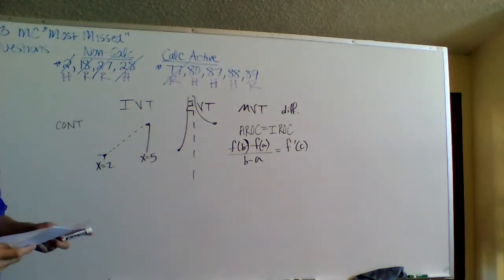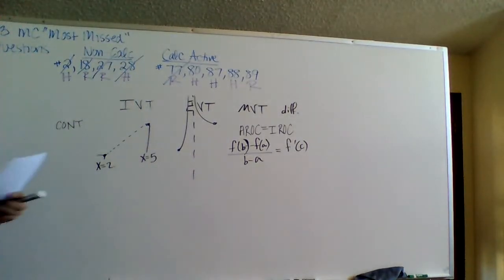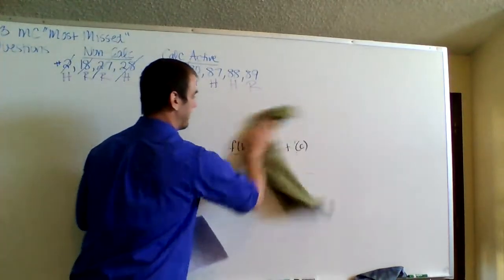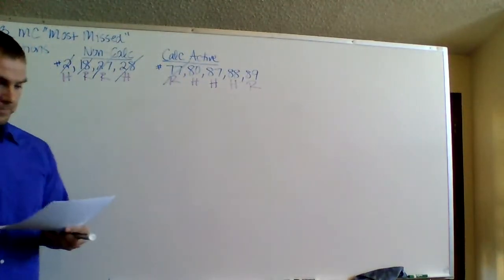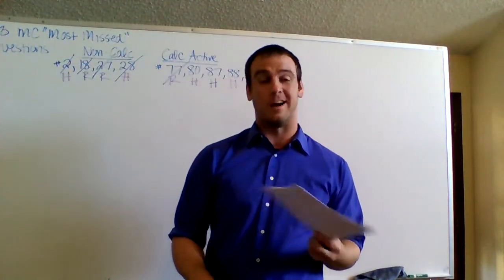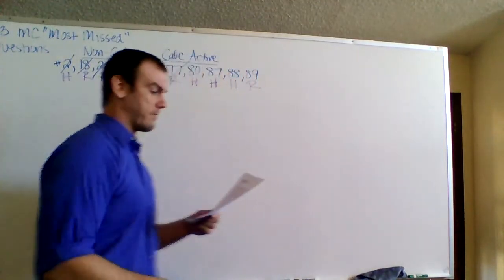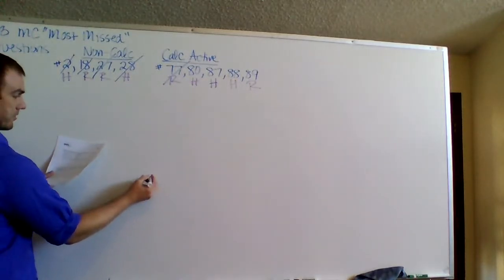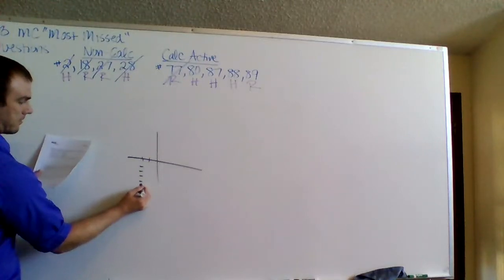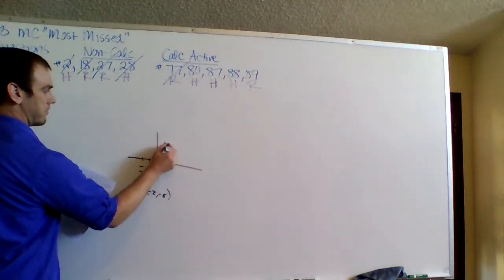Okay, so let's read this problem. The function f is continuous on the closed interval -2 to 1. Okay, so if it's continuous, that means we could have IVT and we could have EVT. And differentiable on the open interval -2 to 1. Alright, so now we have all three of our theorems working for us. If f of -2 equals -5, so I'm just going to put a dot on my graph here. -2, -5. And f of 1 equals 4.